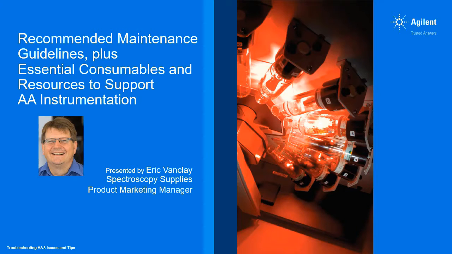The objective of this tutorial is to provide some recommended maintenance schedules for flame atomic absorption instrumentation, which can help you achieve good and consistent performance from your instrumentation. We'll also provide some guidelines to help you understand the sort of consumables or supplies that you should stock or carry to support your instrumentation, including systems that are being used with either graphite furnace or vapor generation atomizers.